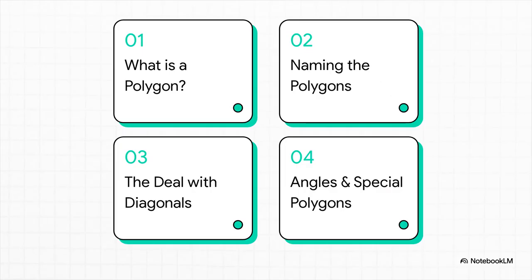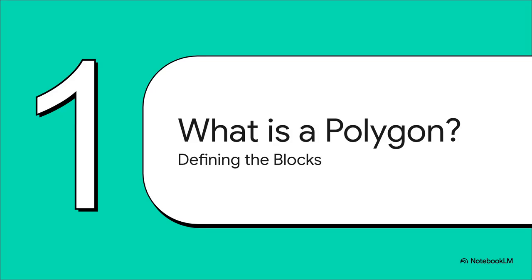All right, so here's our game plan for today. First up, we're going to start with the absolute basics: what officially makes a shape a polygon. Then, we'll get into how we name them, their family names, if you will. After that, we're going to look inside these shapes at their diagonals. And finally, we'll uncover the universal rules that govern their angles and get into some really special cases. Sound good? Okay, section 1.